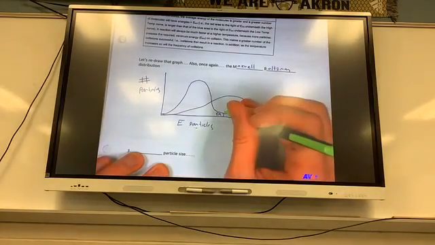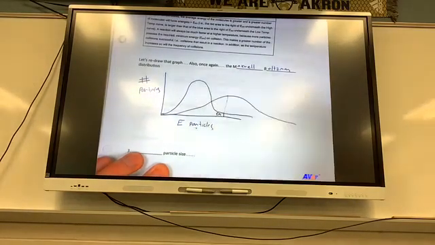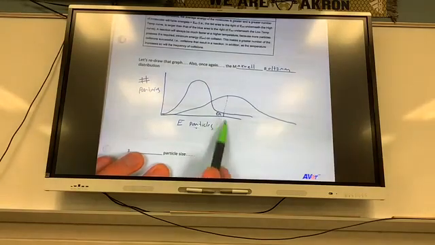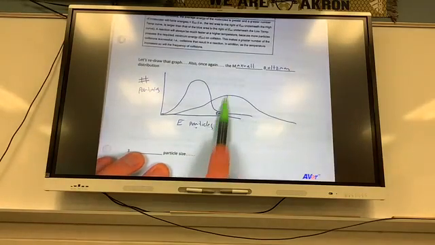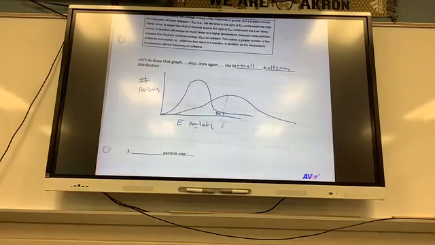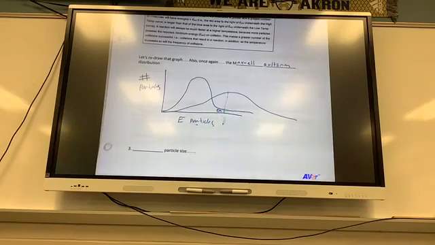So now, look how many more particles I have at my activation energy. I've got way more at the activation energy. This is the activation energy I need to get it to, and now I have a lot more here than I did before. Does that make sense?